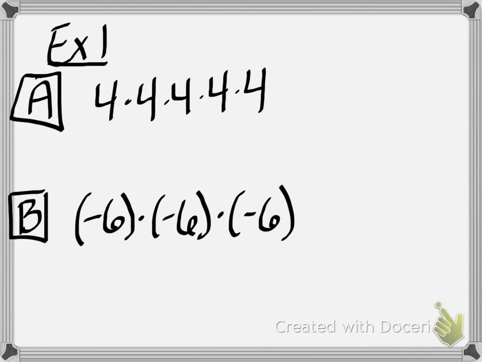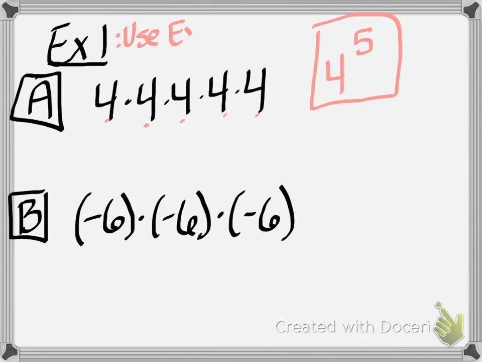So example 1a, I have 4 times 4 times 4 times 4 times 4. So my base is 4, and I have 1, 2, 3, 4, 5 of them. And that would be the answer for example 1. Example 1, you just need to write it in exponential form or write with exponents. So 4, 4, 4, 4, 4 would be 4 to the 5th power.